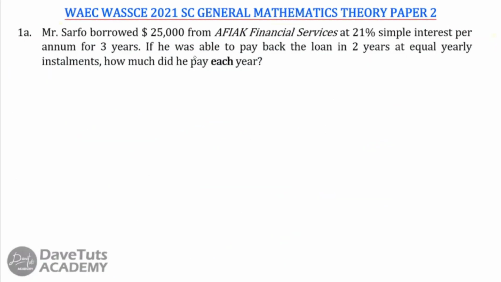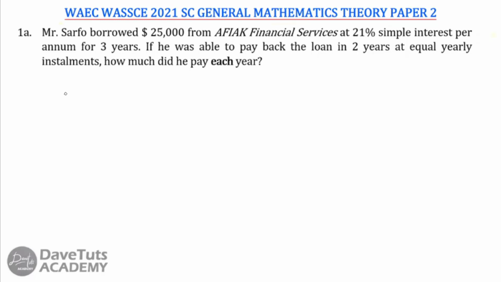In this question on simple interest, we are told that Mr. Safo borrowed $25,000 from FIAC Financial Services at 21% simple interest per annum, and he did that for 3 years. Now, he was able to pay back the loan in 2 years at equal yearly installments. So that means that he paid the same amount of money each year, and he paid that for 2 years. So how much did he pay each year?